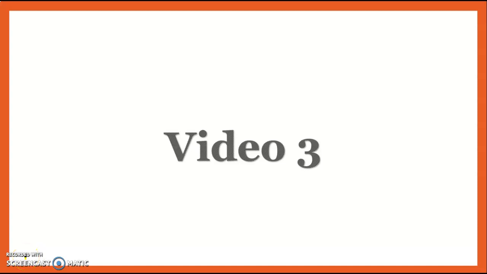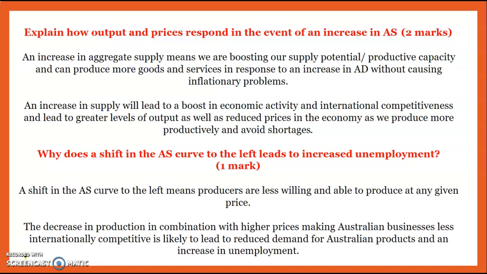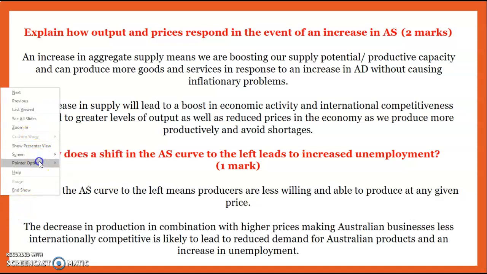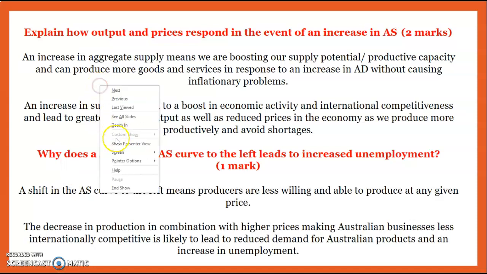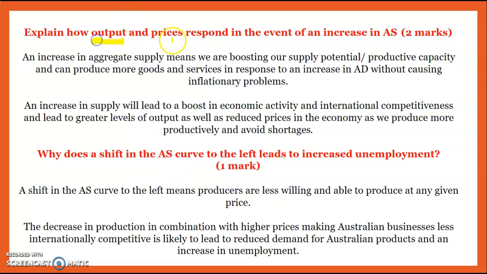Okay, in this last video, I'm just going to be taking you through some more questions to these last few dot points from chapter 4. So first of all, I just want to go over that last slide from the last video. How will output and prices respond in the event of an increase in aggregate supply? Firstly, simplify this answer to yourself and basically say, well, ultimately, output's going to increase and prices are going to go down. Okay, that's basically what you want to address.